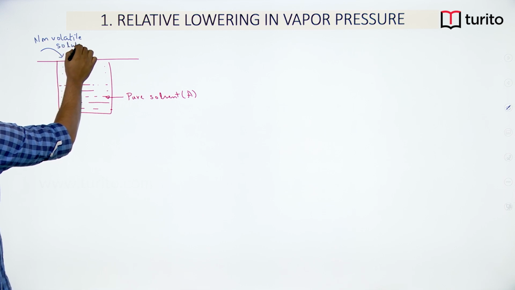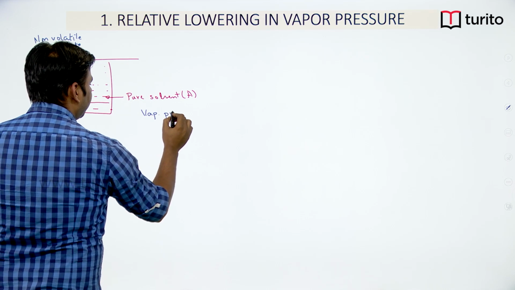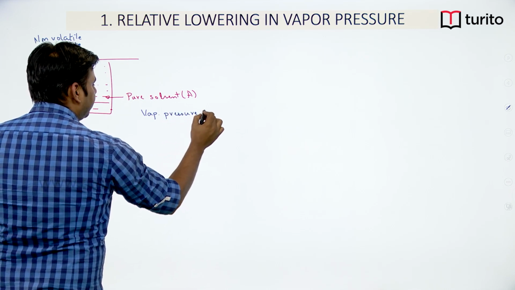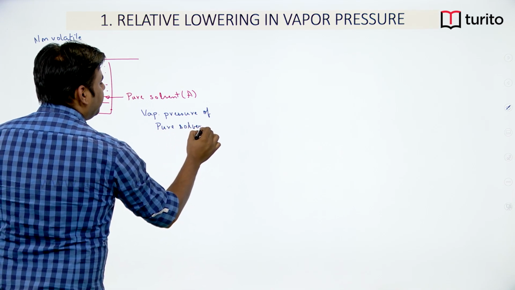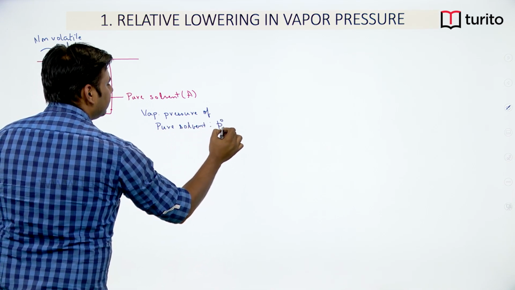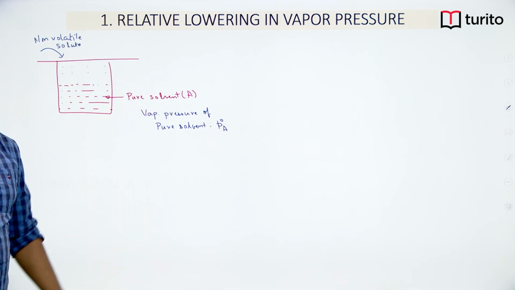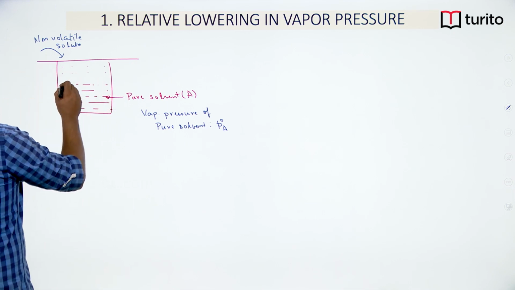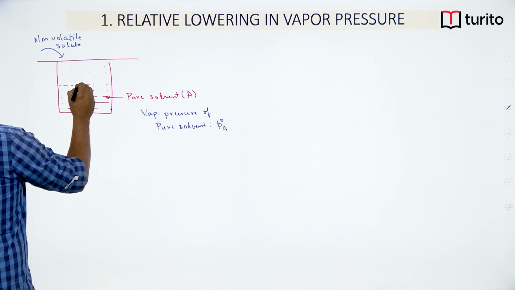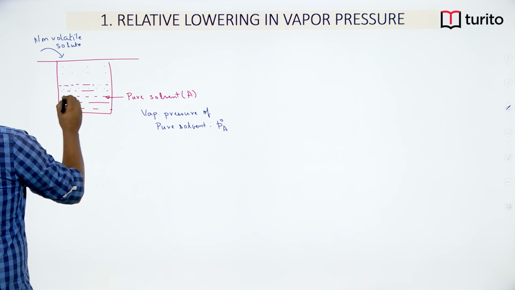Okay. So let the vapor pressure of pure solvent be P naught A. Initially only solvent was there, so the pressure developed would be that corresponding to P naught A. Now we have added some non-volatile solute. On adding non-volatile solute, what would happen? The non-volatile solute would dissolve in the solvent and would get distributed evenly in the solution.